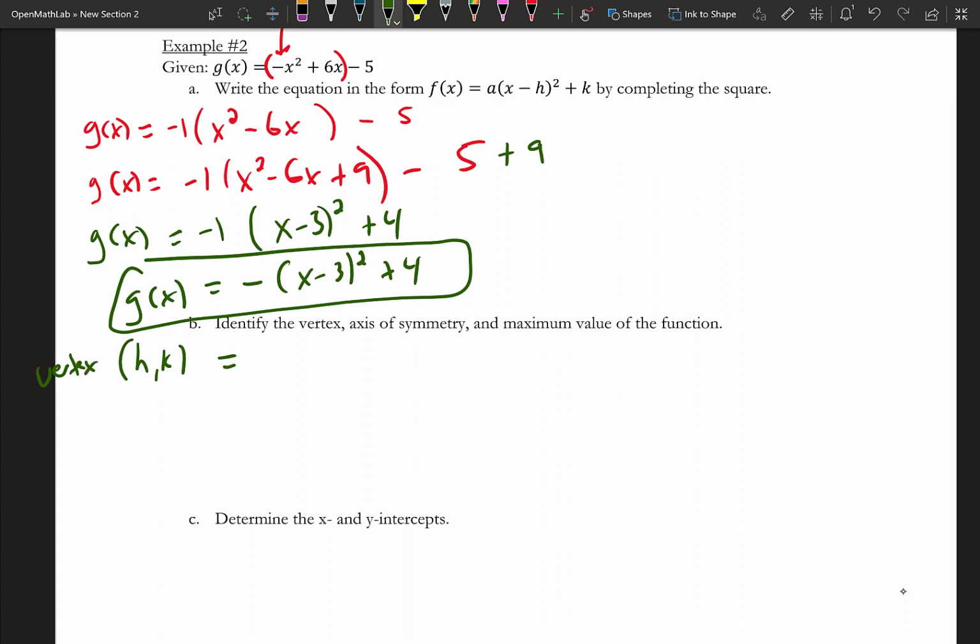So I want to know the vertex. The vertex is (h, k), which is (3, 4), because remember it's x minus h inside the parentheses. And then we want to know next the axis of symmetry. So remember, that's going to be x equals h, which is 3. And then the minimum value is equal to k, which is 4.